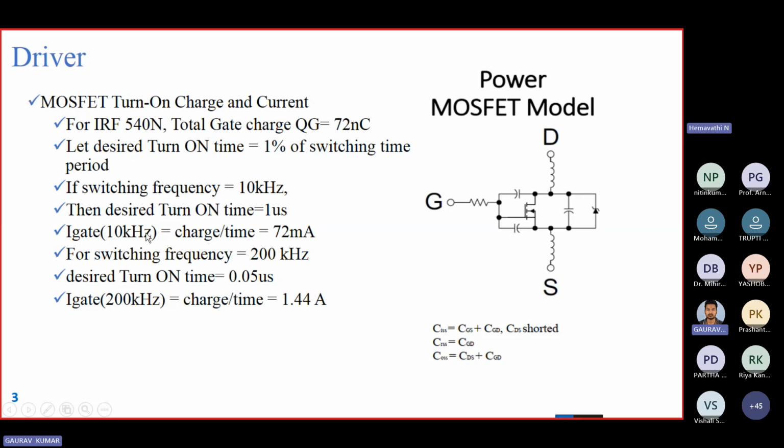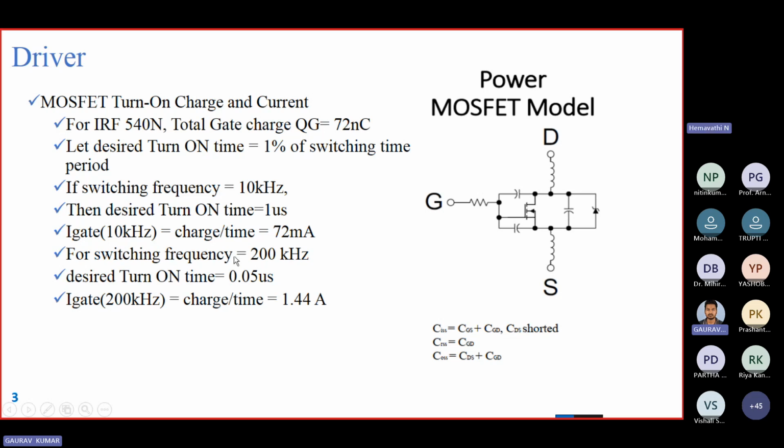Okay. Similarly, if we go for a higher switching frequency like 200 kilohertz, then the desired turn on time is 0.05 microsecond. So the gate current, the charge per time, is 1.44 ampere. That means we have to provide 1.44 ampere of current to turn on the MOSFET when we go for the higher frequency.